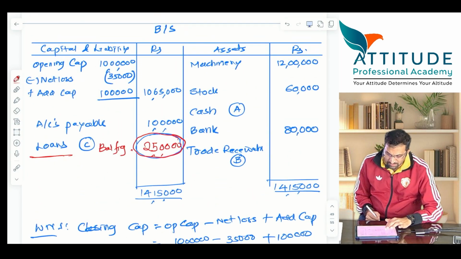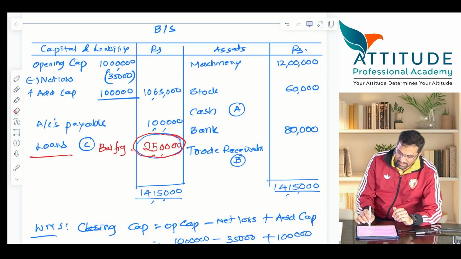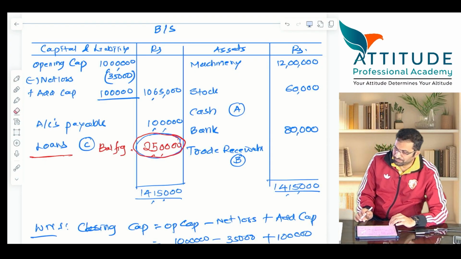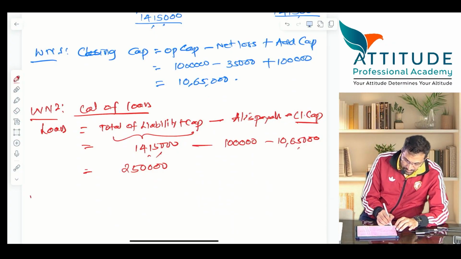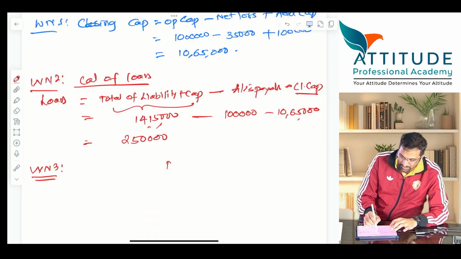Now come down to this. Now trade receivable you can easily get. There is a note there, see, working note number 3. Find the debtors account.